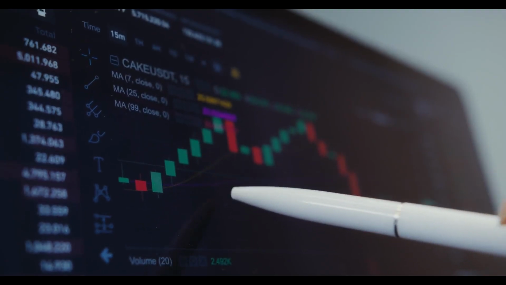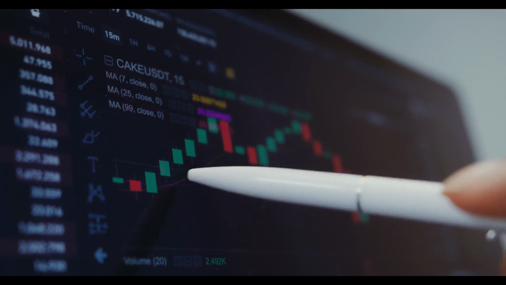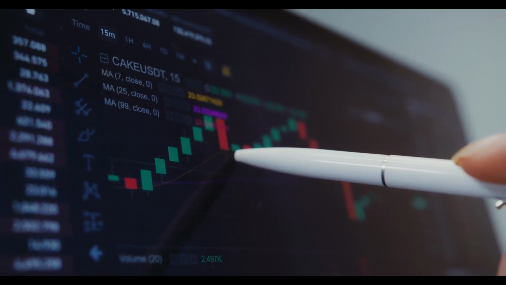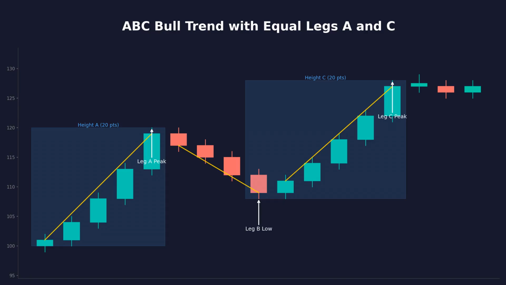In a channel, price action becomes two-sided. The bulls are still in control, but the bears are now making money on scalps. This creates a jagged, sawing motion up the chart. We measure these movements in legs.